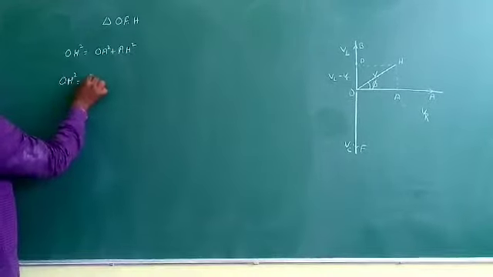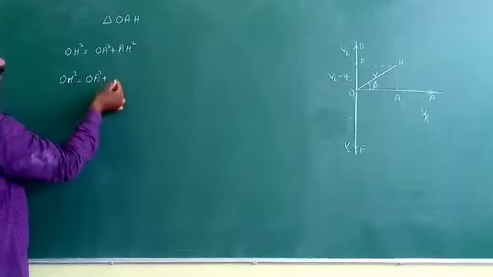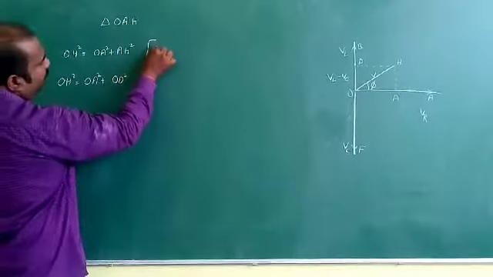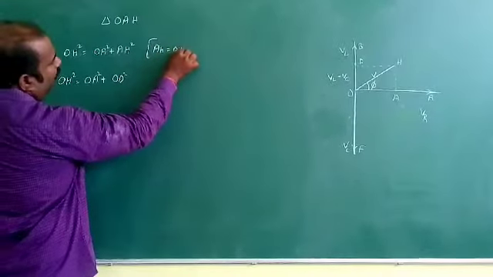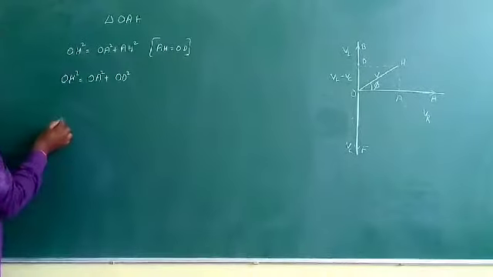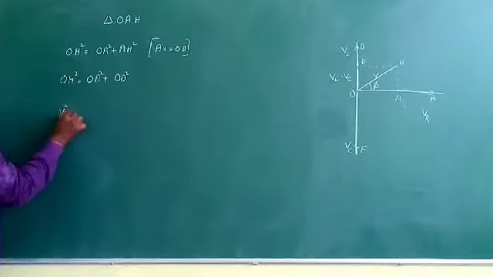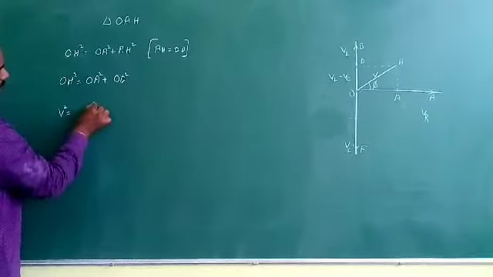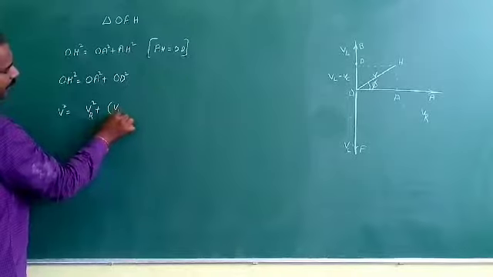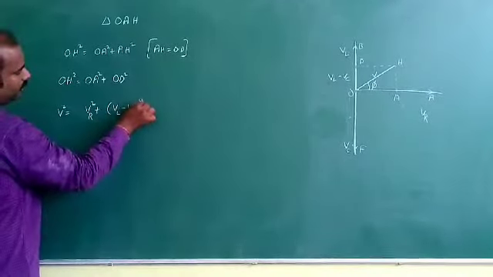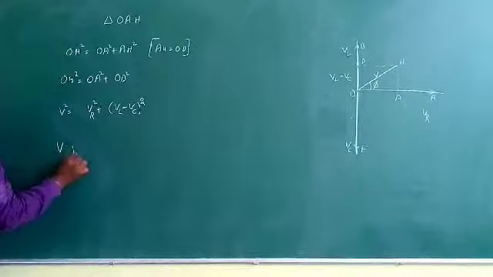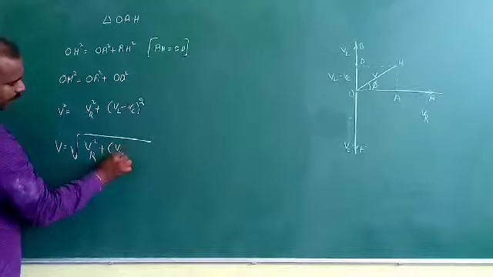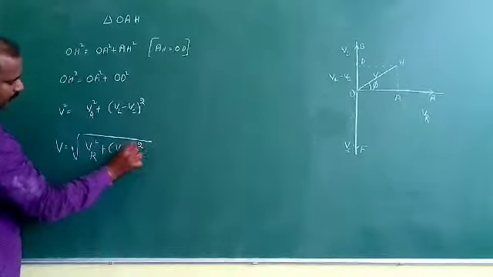OH square is equal to OA square plus, in place of AH I can write OD. AH is equal to OD. What is the value of OH square? Its value is V square. OA square value is VR square, and OD value is (VL minus VC) whole square. Finally, V is equal to square root of VR square plus (VL minus VC) whole square.